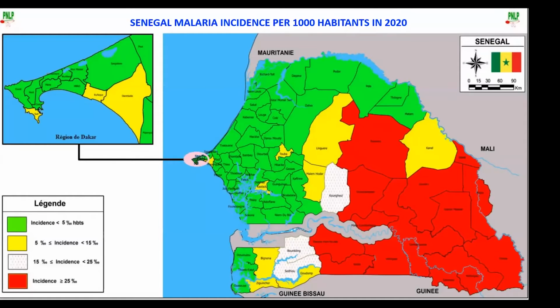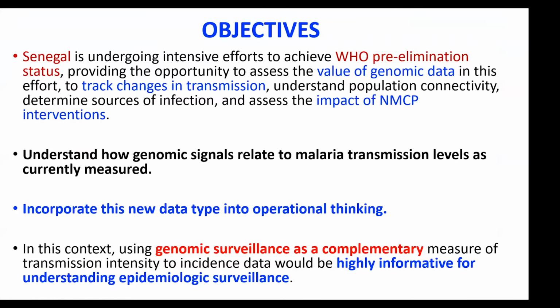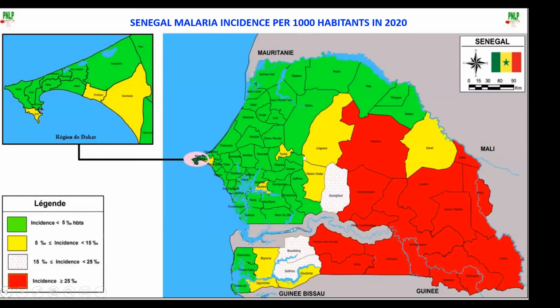I mentioned that Senegal's prevalence dropped drastically. Now we are going to pre-elimination nationwide, because in the north we have pre-elimination.